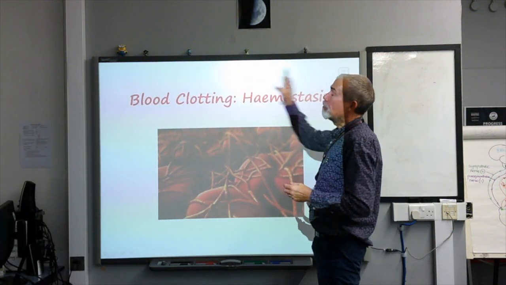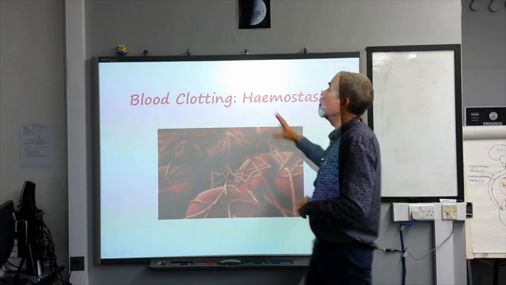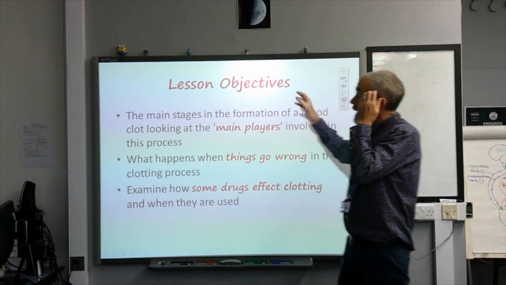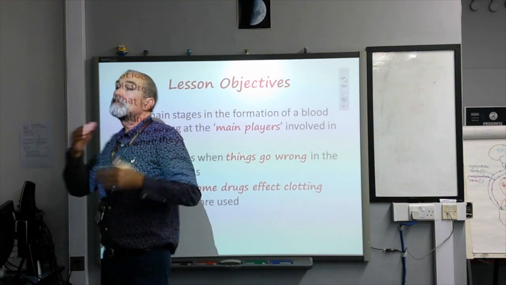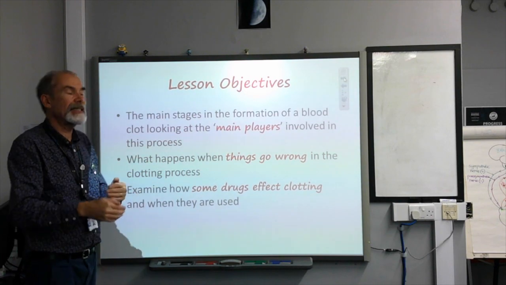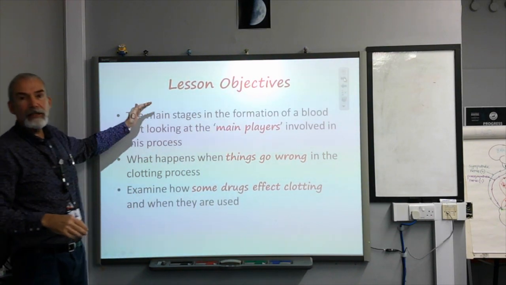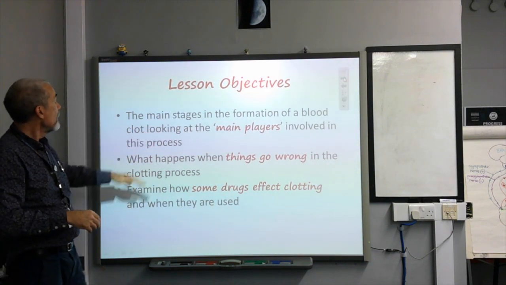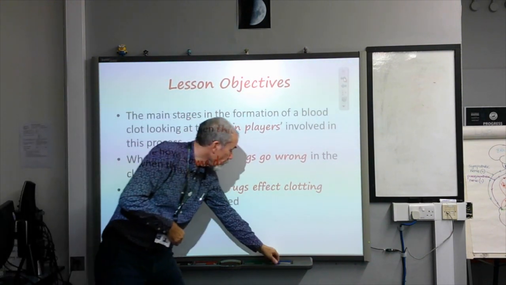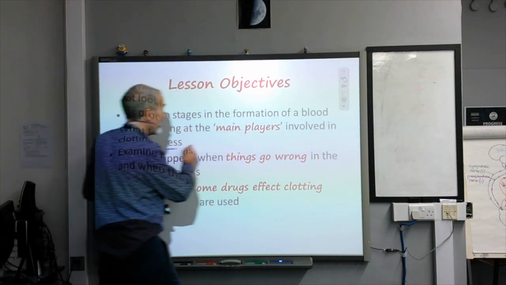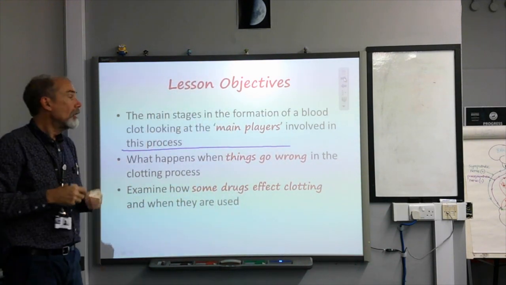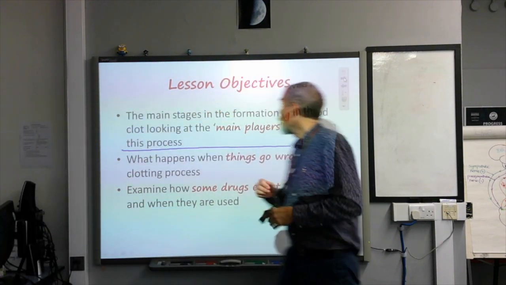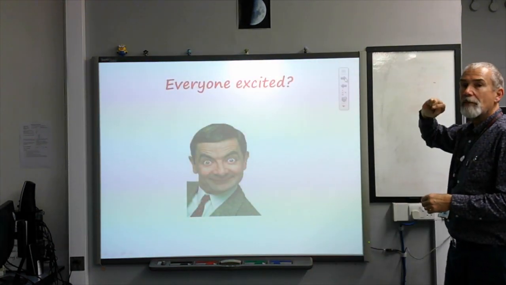Don't forget, this is a PowerPoint, it's on Teams, the opening slide looks just like this. So, in this particular lesson, we're going to look at the first part of this PowerPoint. We're going to split it into two. We're going to look at the main stages in the formation and the main players involved in blood clotting. And that's going to be the first part of this particular tutorial. So the first part is going to go through the major stages in blood clotting. Right, let's press on. Everybody excited?